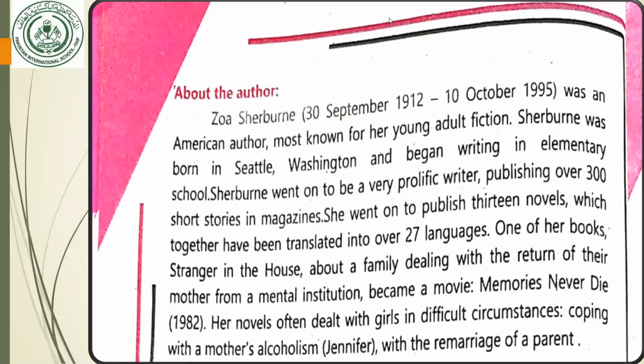About the author, dear students, on page number 42, Zoa Sherburne, 30 September 1912 to 10 October 1995, was an American author, most known for her young adult fiction. Sherburne was born in Seattle, Washington, and began writing in elementary school. Sherburne went on to be a very prolific writer, publishing over 300 short stories in magazines. She went on to publish 30 novels, which together have been translated into over 27 languages.